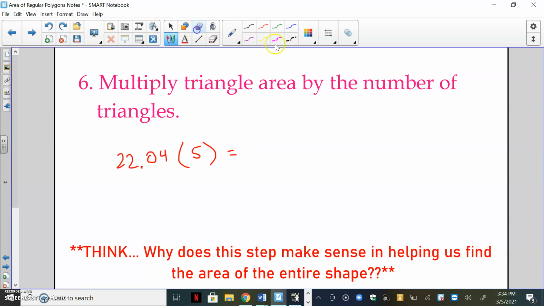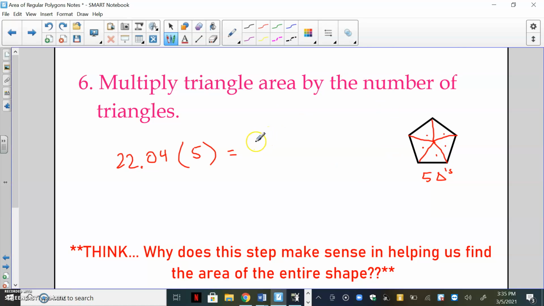And if you forget where that 5 triangle thing came from, just look back at this pentagon, right? We had 1 triangle, 2 triangles, 3, 4, and 5. And the amount of triangles will always match the amount of sides, too.